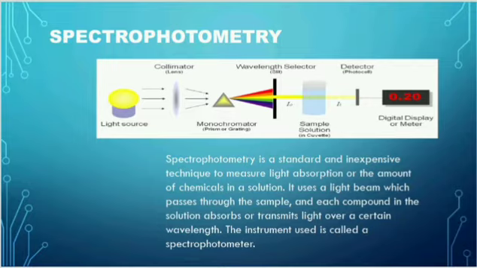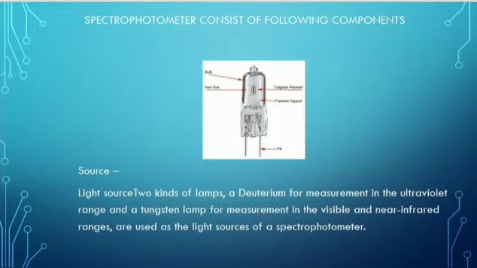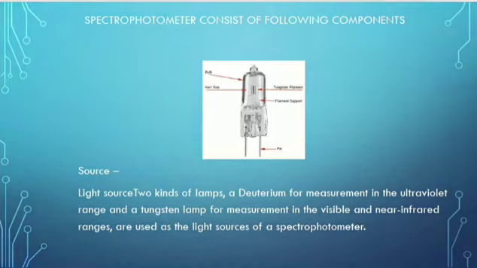Here is the block diagram of the spectrophotometer, which consists of a source, entrance slit, disperser unit, exit slit, which is called the monochromator, and sample, detector, and the measuring device. The spectrophotometer consists of the following components, that is source. For visible range, that is 400 nanometer to 750 nanometer, the tungsten filament lamp is used, while for the UV range, the hydrogen or a deuterium lamp is used as the source. The source works on a stabilized voltage supply.